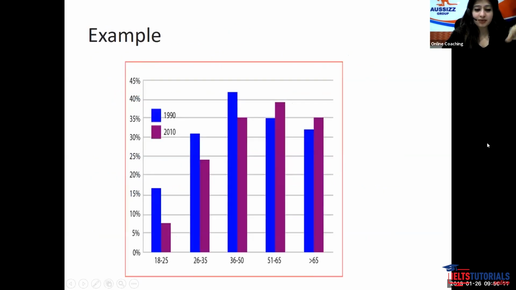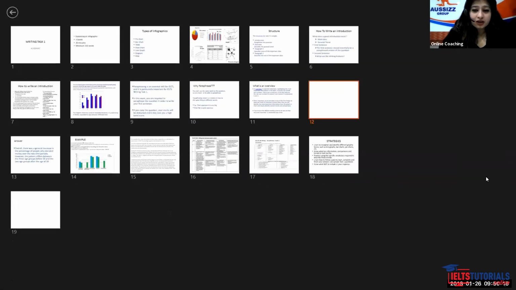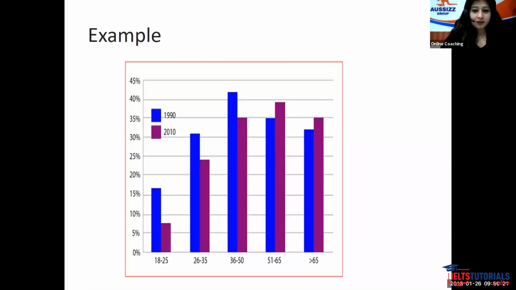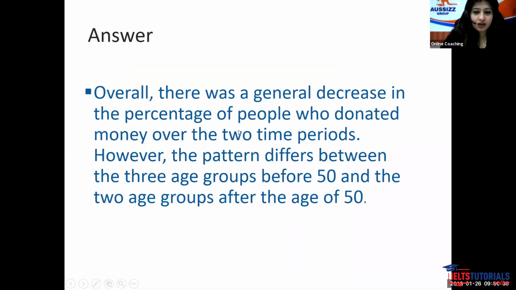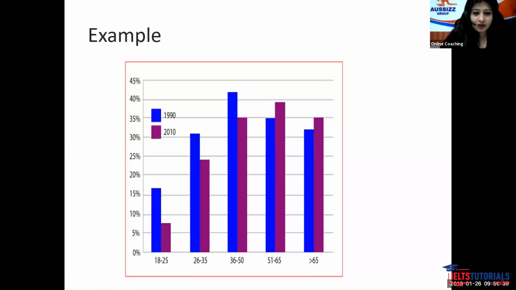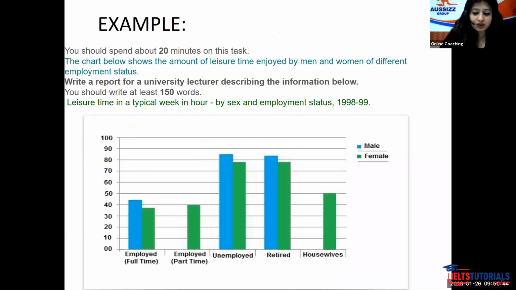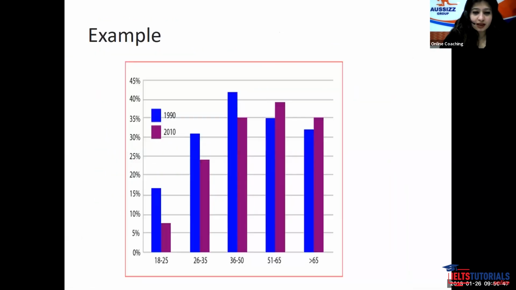Okay, let's do an example. If you look at the same bar chart as here, what do I see as an overview? What I see is that blue is the year 1990, and 2010 is purple. This age group has the highest number of hours given. Overall, there was a general decrease in the percentage of people who donated money over the two time periods.